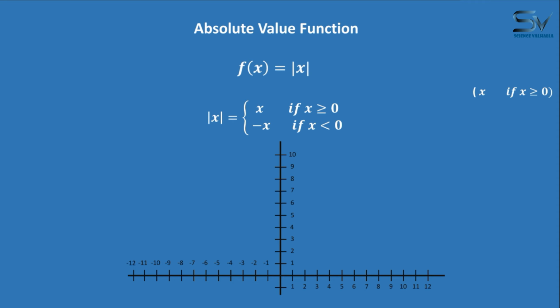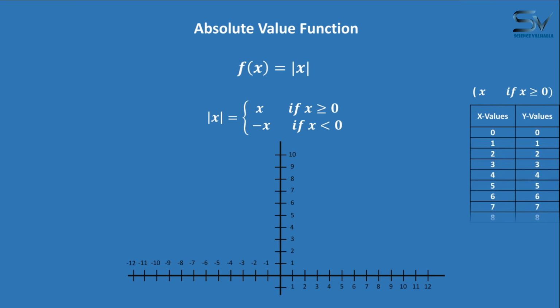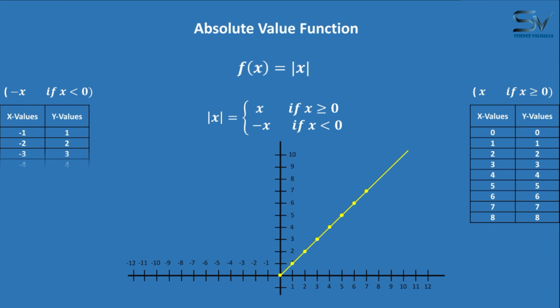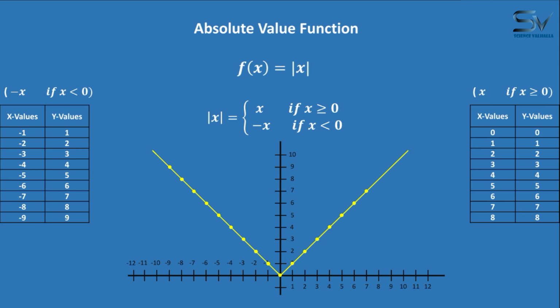For this we will first take the first formula. Since the domain x is greater than or equal to 0, we can only input 0 or greater values in it. So we make a table of inputs and outputs. And we plot these points on the graph and join them with a smooth curve. We will take the second formula and make a table of its inputs and outputs according to its domain. And we plot these points on the same graph and join them with a smooth curve. In this way, we get this absolute value function, you can see the graph.